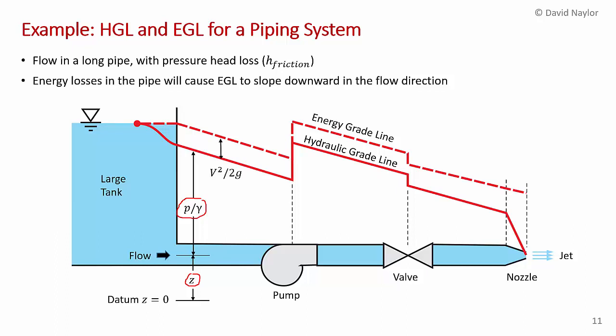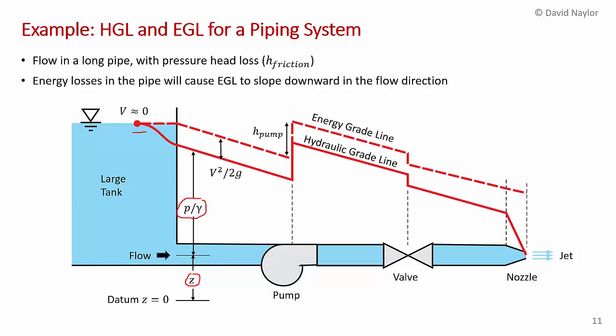Now in all cases, as before, the difference between the energy grade line and the hydraulic grade line is just the velocity head, v squared upon 2g. And so back in the tank here, where the velocity is about 0 or very low, the hydraulic grade line and energy grade line are the same. Now in this case, both the energy grade line and the hydraulic grade line slope downward in the flow direction because of energy losses. As I mentioned, these energy losses are because of viscous effects, viscous friction, viscosity, and because of turbulence.